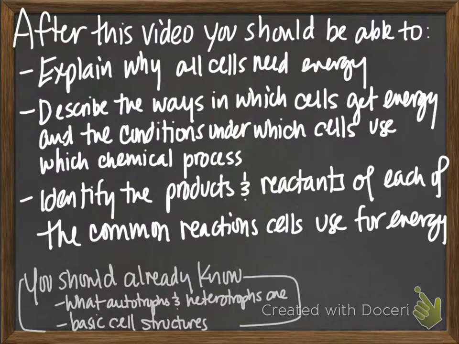After this video, you should be able to explain why all cells need energy and describe the ways in which cells get energy, as well as the conditions under which cells will use which chemical processes. You should also be able to identify the products and reactants of each of the common reactions that cells use for energy. You should already know what autotrophs and heterotrophs are, as well as your basic cell structures.